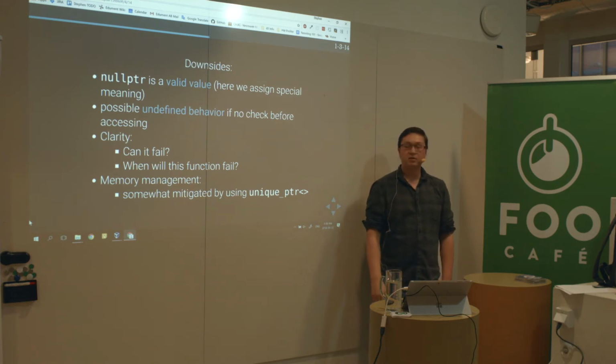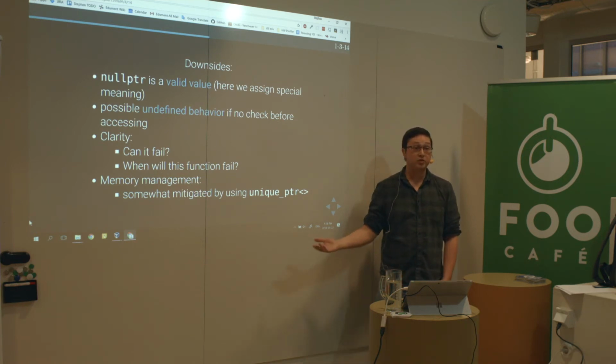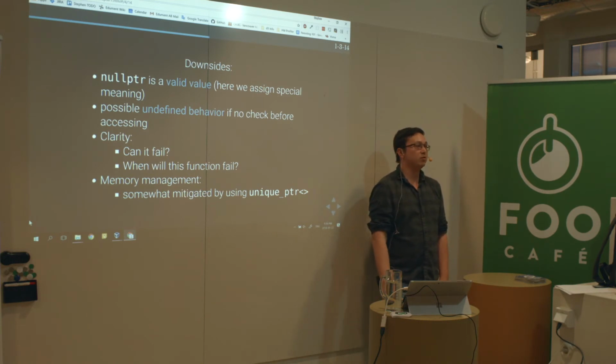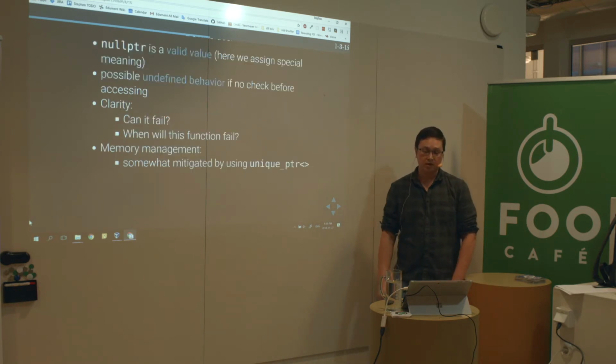And memory management, if we're using a raw pointer, obviously we'll have to remember to delete the raw pointer afterwards so that we free up that memory. But in this case, it's somewhat mitigated by unique pointer. Also, because we're doing dynamic allocations, we can potentially run into more exceptions, that sort of thing, right?